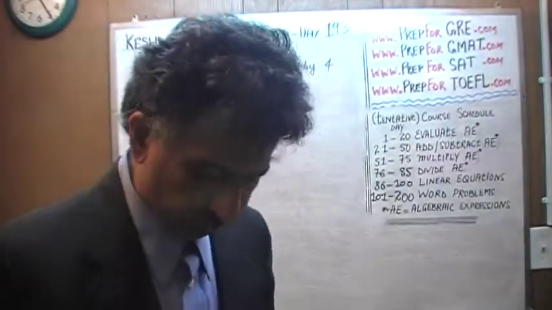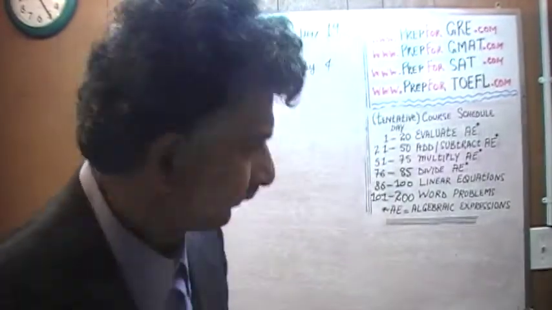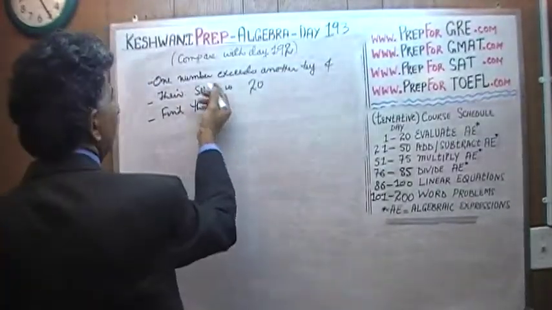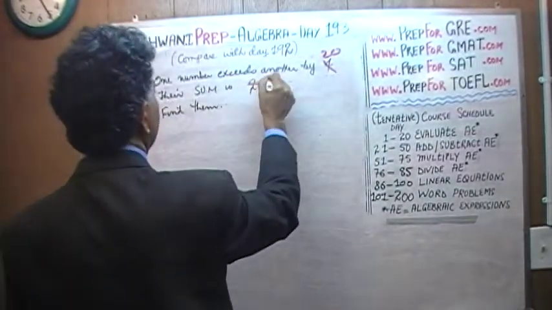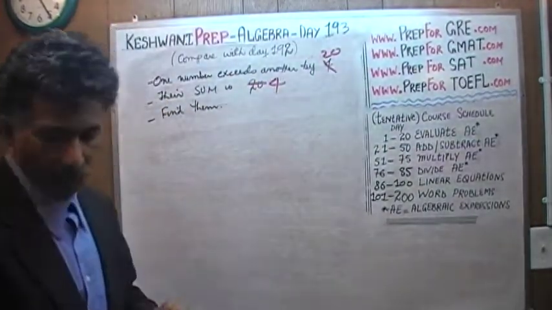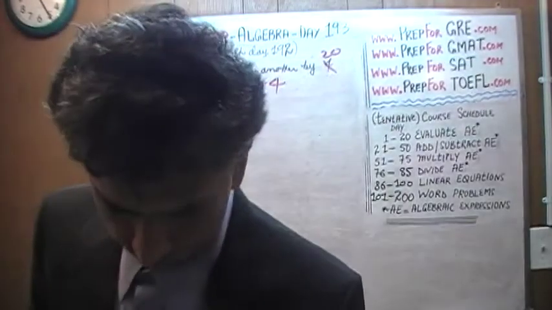Today, we have a different problem. Here's the problem for today. It says one number exceeds another by 20. Their sum is 4. What are the numbers? So let's do it together.